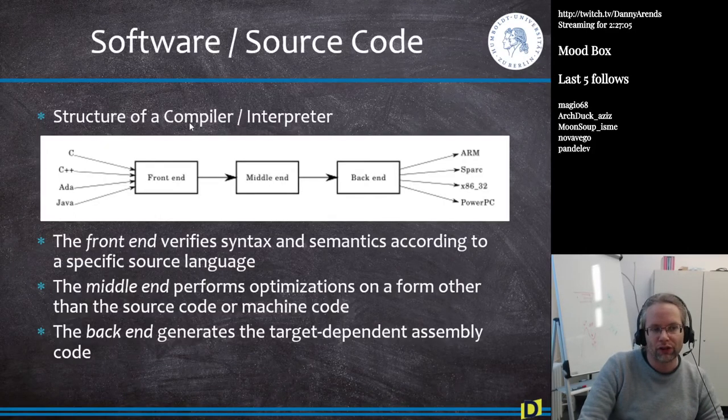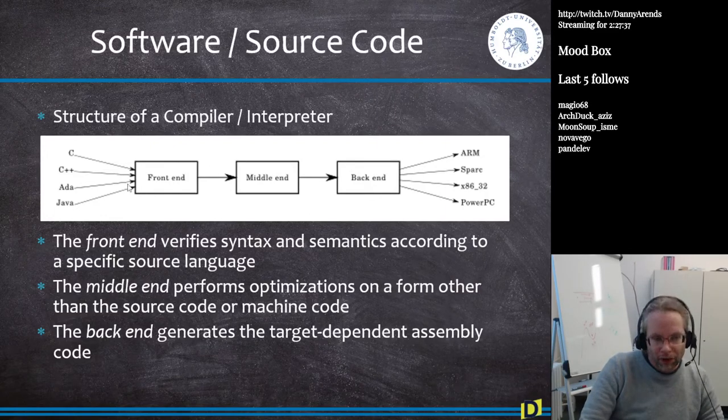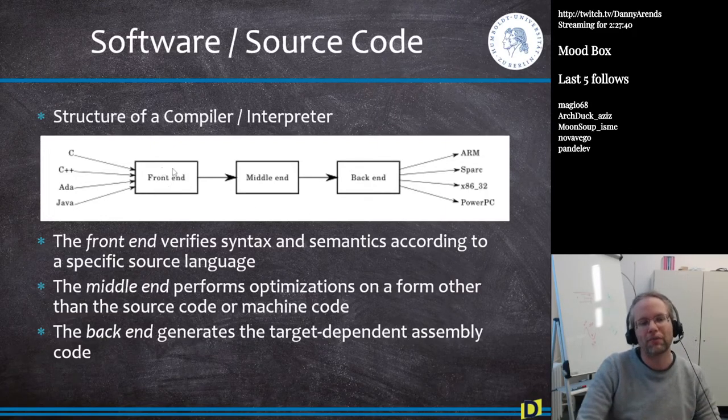So how does this look? Every compiler and interpreter looks more or less the same. You have different programming languages like C or C++, Ada or Java. And what happens is that you first have the front end. The front end verifies that the syntax and the semantics are according to the language that you are writing in, so that you did not make an error. If you write a while loop, it checks that you really typed while and not will without an E. That's what the front end does for you. And then the front end takes your source code and produces this intermediate representation.